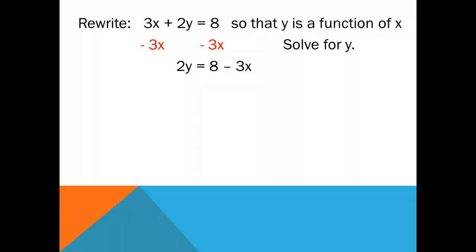And again, to isolate the y by itself, the y is being multiplied by 2. So we're going to divide both sides by 2, and we have our final answer. Y is equivalent to 8 minus 3x divided by 2. We have written y as a function of x. The y value depends on what the x value is. So the y is the dependent variable, or the output. The x is the independent variable, the input.